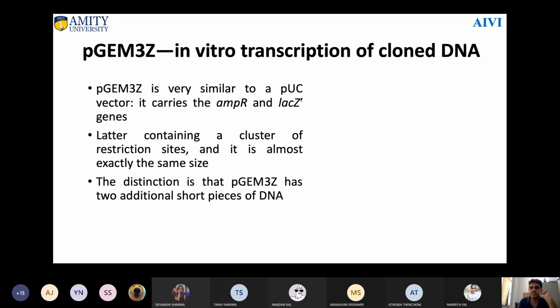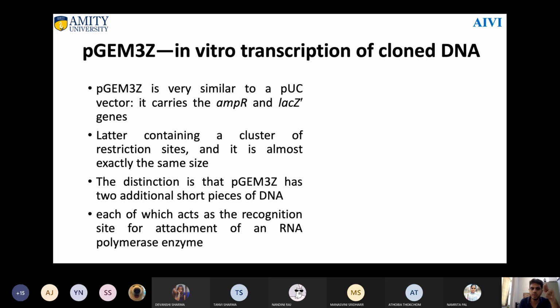The distinction is that it has two additional short pieces of DNA. Each is a recruitment site for attachment of the RNA polymerase enzyme. These are called promoter sequences. The promoter sequences play a role in the binding of RNA polymerase. If RNA polymerase binds there, that leads to transcription. If RNA polymerase won't bind there, then there is going to be no transcription. So this is a vector that we call an expression vector.